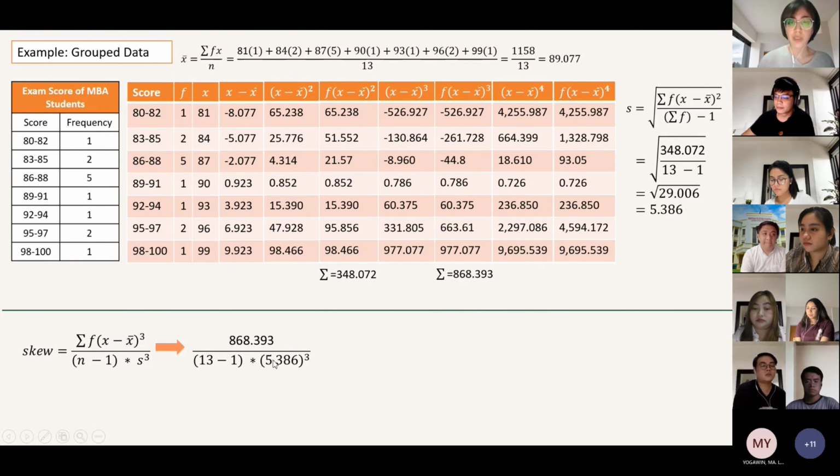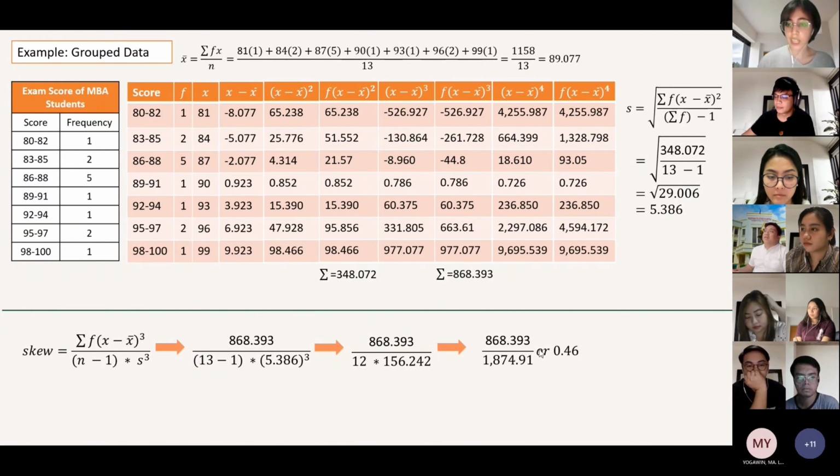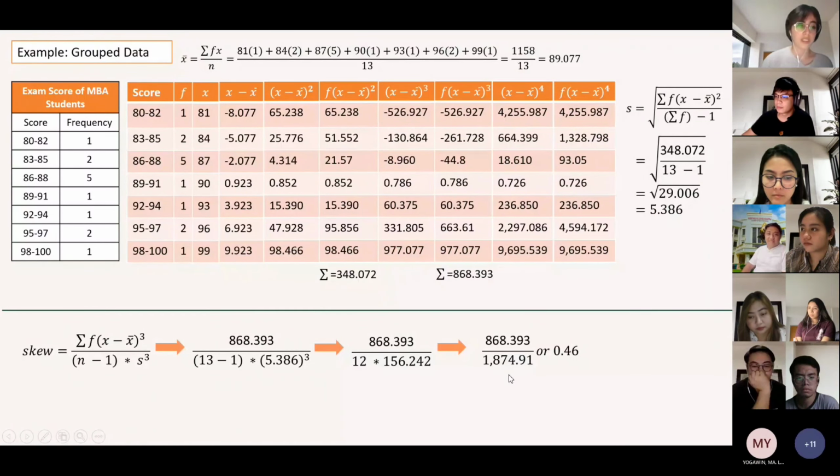13 minus 1 times 5.386 raised to 3. Si 5.386 is yung ating standard deviation. Then we will be getting, kapag inuna natin yung parenthesis, 868.393 divided by 2, 12 times 156.242. Then our ating skewness now is 868.393 over 1874.91, or in simplest form is 0.46.